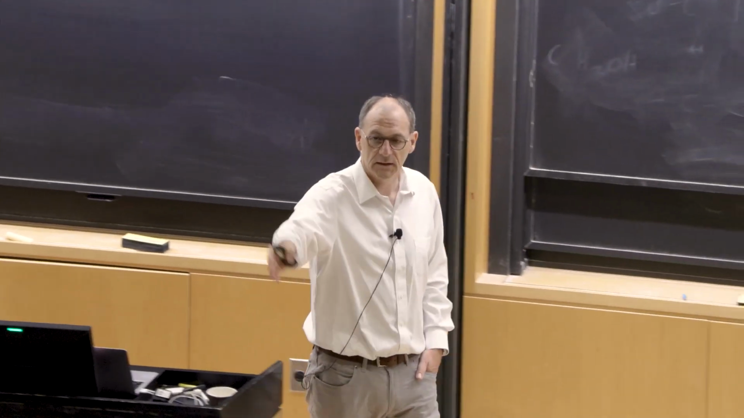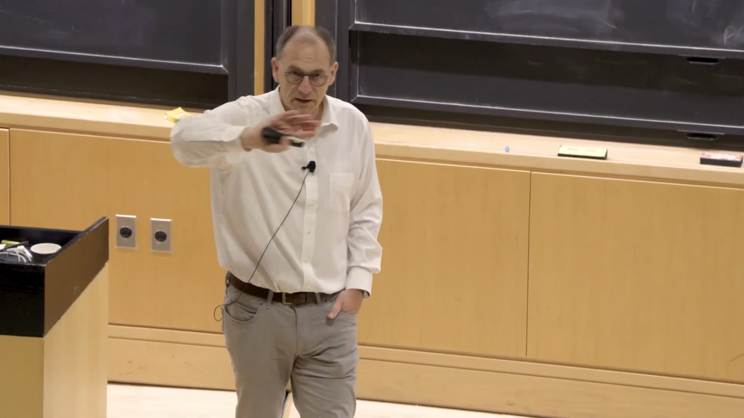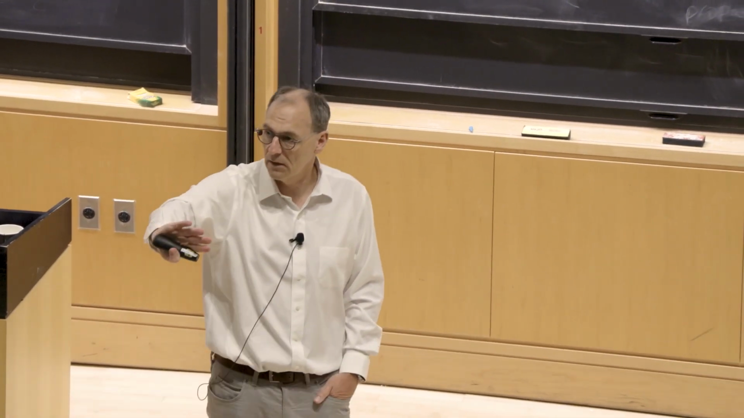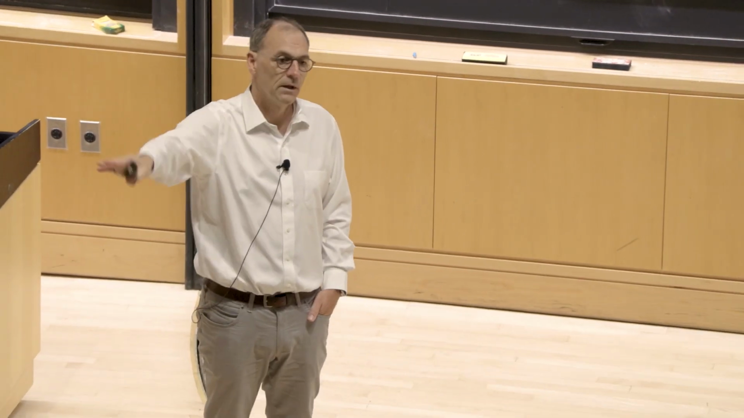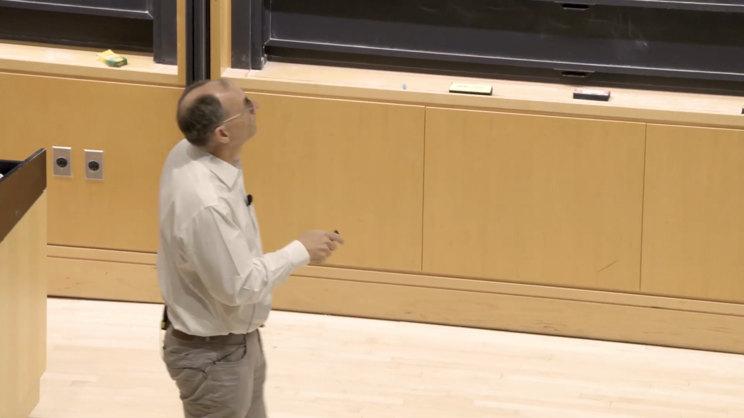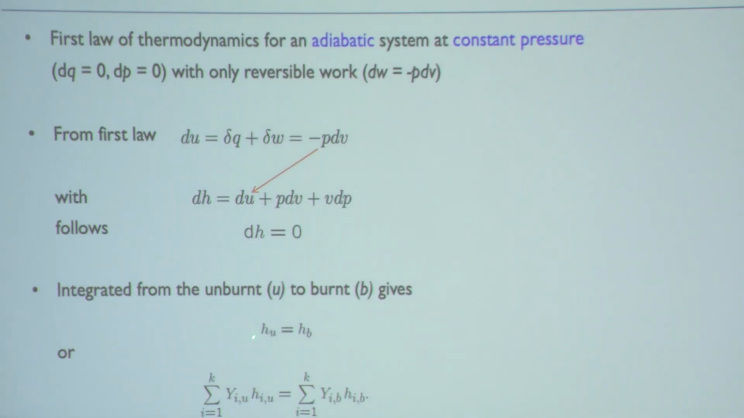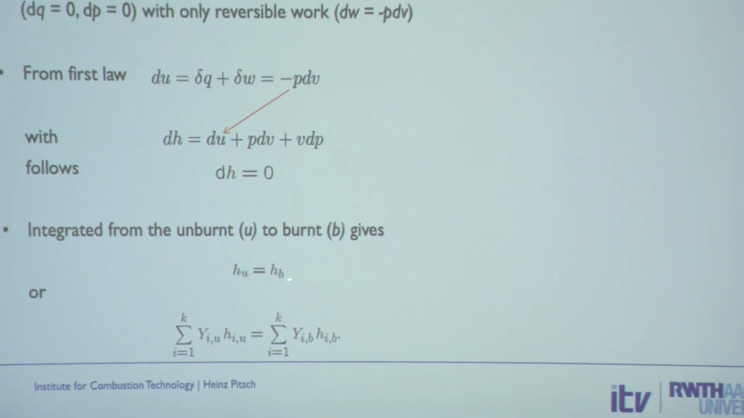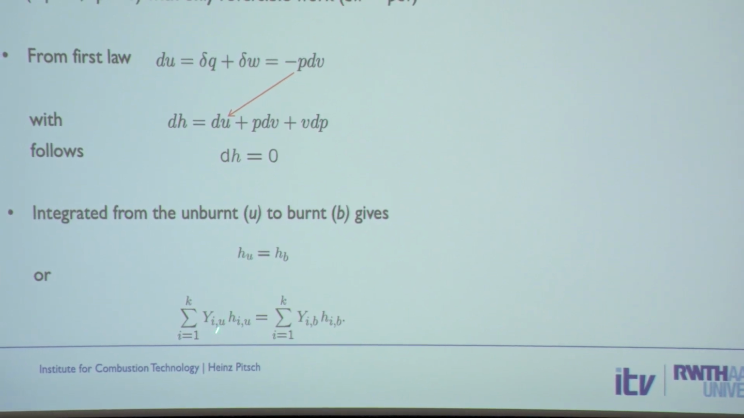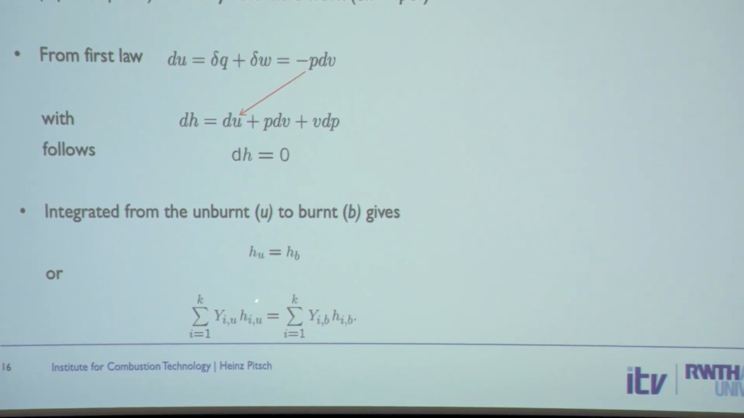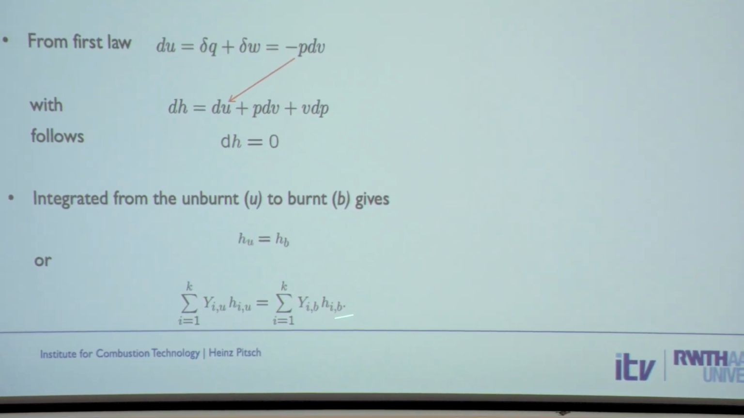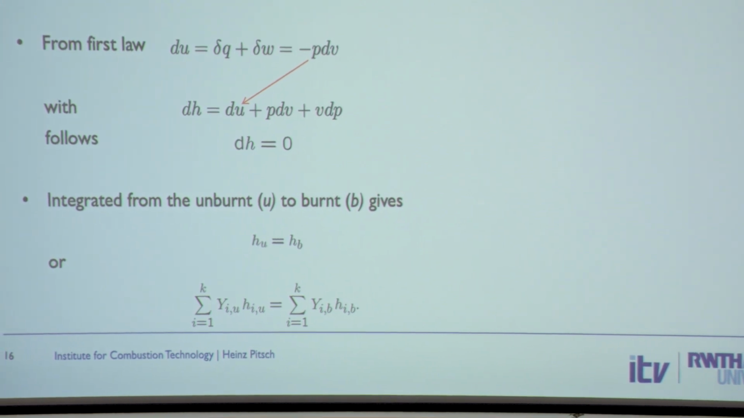The only difference is, before combustion, all the energy is in the chemical energy, the reference term. After combustion, it's all in the temperature-dependent term. Okay, so the unburned enthalpy is equal to the burned enthalpy, and the enthalpy is written as the sum of Y times H over all species. Okay, so that's the equation we're going to consider.